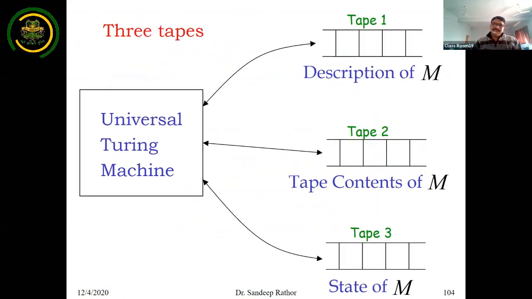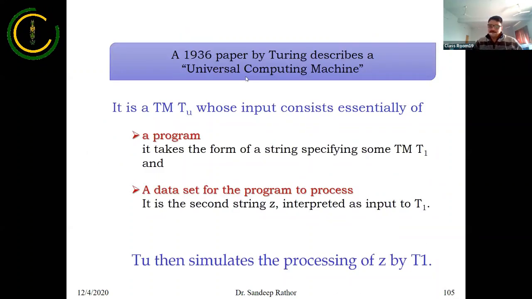Now, if we talk about it in detail, the universal Turing machine consists of three tapes. Tape one contains the description of the machine, tape two contains the tape contents, and tape three contains the states of machine M. So these are the three tapes used in the universal Turing machine. Here you can see the bidirectional signs. This is the finite control, which can write on the tape or read from the tape.